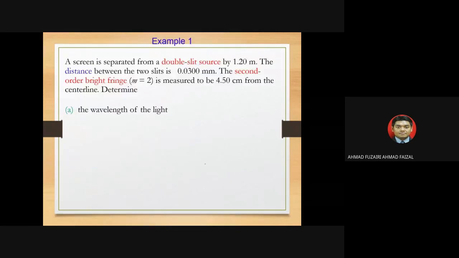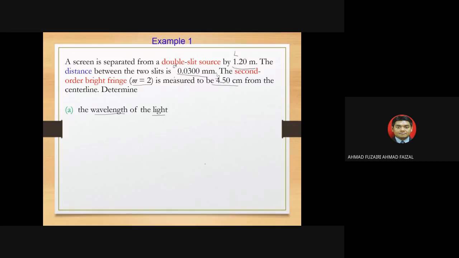Okay class, now we have one example question on Young's double slit experiment. Let's do it together. A screen is separated from a double slit source by 1.2 meters. So this is your L. The distance between the two slits is 0.03 millimeter. So this is your d. The second order bright fringe, m equal to 2, is measured to be 4.5 cm from the center line, meaning that this is your position y. The question asks to find the wavelength of the light.